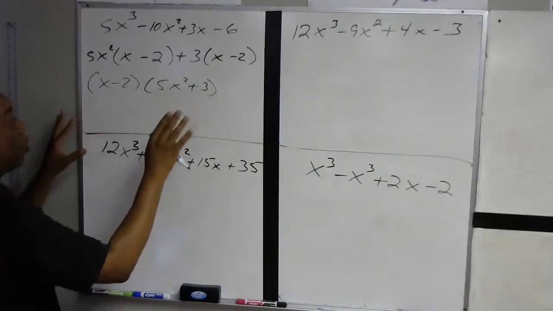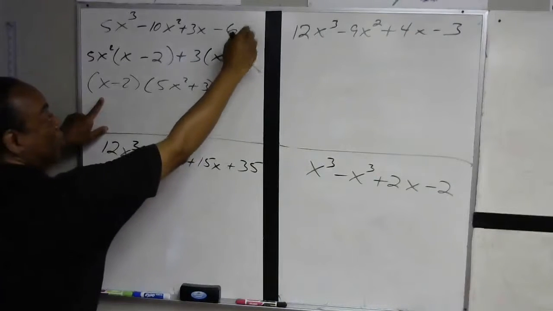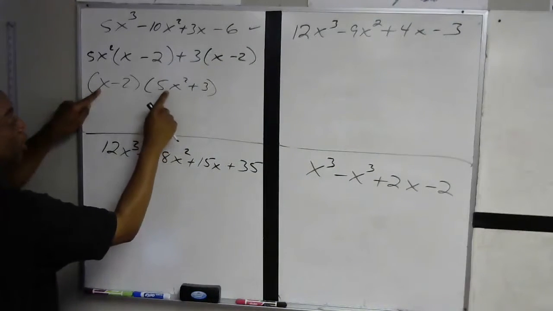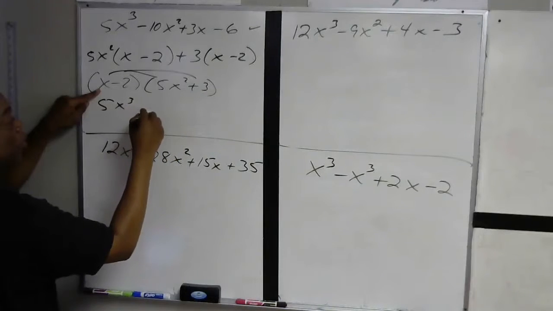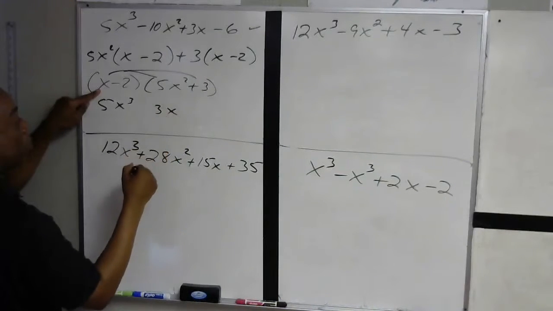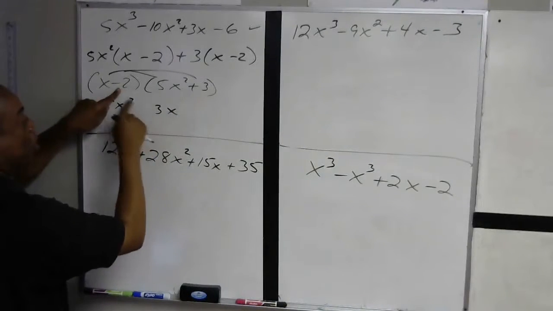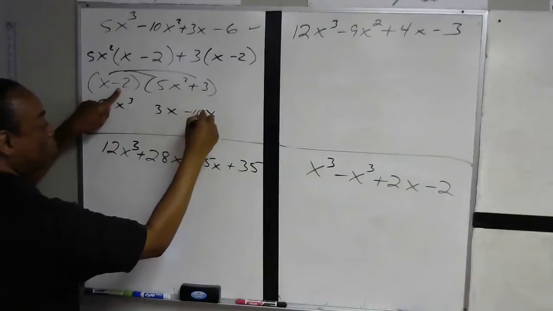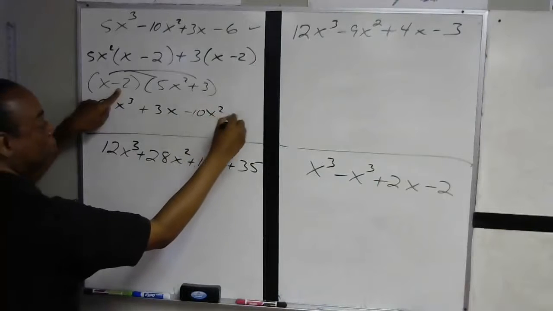Okay. And just to give you a quick check to show you that this binomial times this binomial actually gives you this right here, I'm going to say x times both of these. So x times this is going to give us 5x to the third power, and x times this is going to give us 3x. Okay, now I'm going to multiply both of these by negative 2. Negative 2 times this one right here will give me negative 10x squared. I've got my little plus here. Okay. And negative 2 times this gives me negative 6.